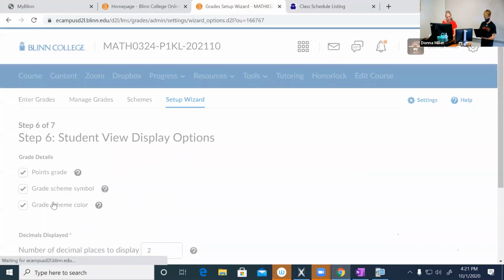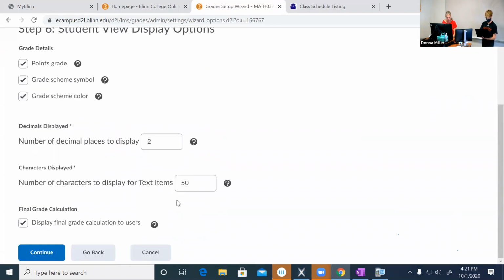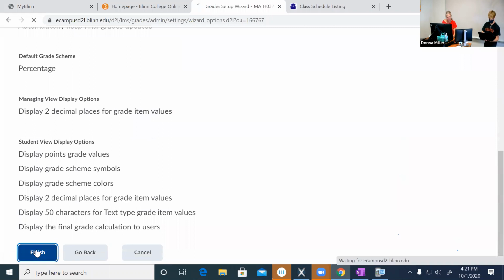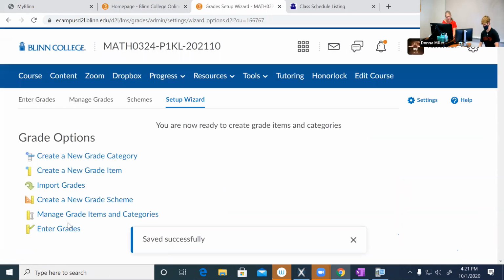Oh, wait, I haven't finished this yet. No. Grade scheme, symbol, points grade. All right, let's hold on. I've got to save it. All right, hold on. Try it now. We're going to hit refresh.